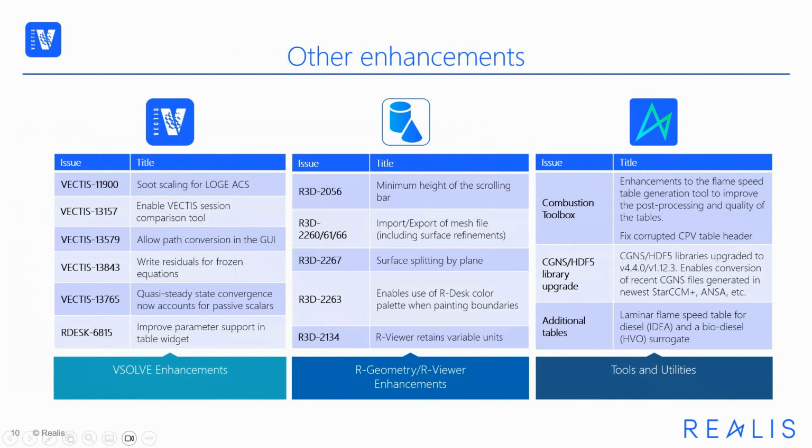The CGNS and HDF5 libraries have been upgraded to version 4.40 and 1.12.3 respectively to support the seamless integration of the VECTIS toolchain within the wider pre- and post-processing ecosystem of third-party tools. In particular, this allows the conversion of grids generated in the most recent versions of StarCCM+ and the BETA CAE ANSA grid generation tool.